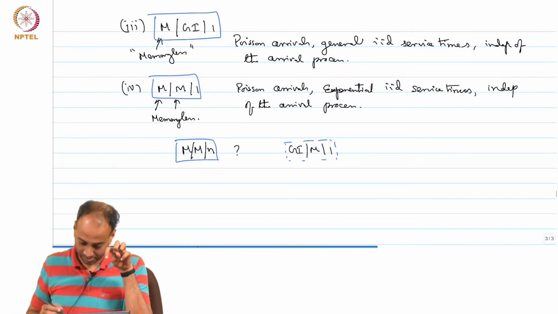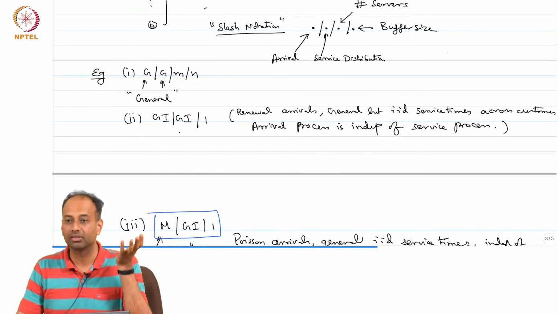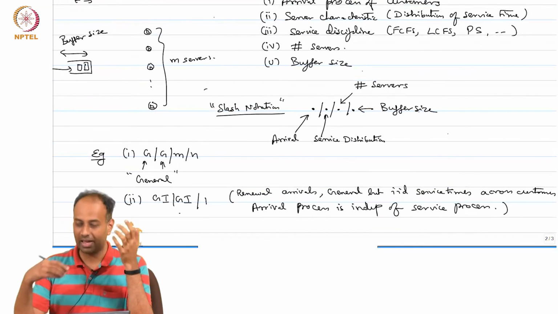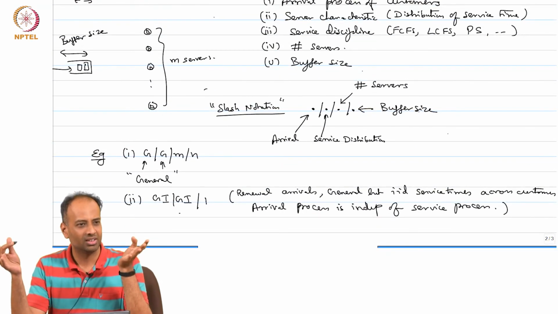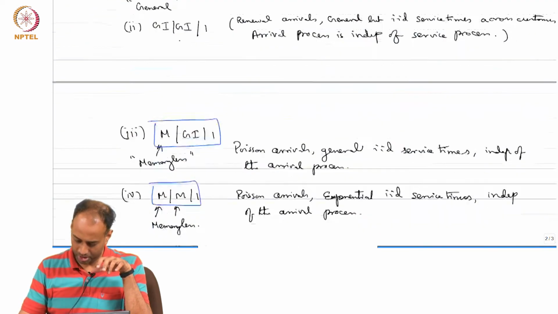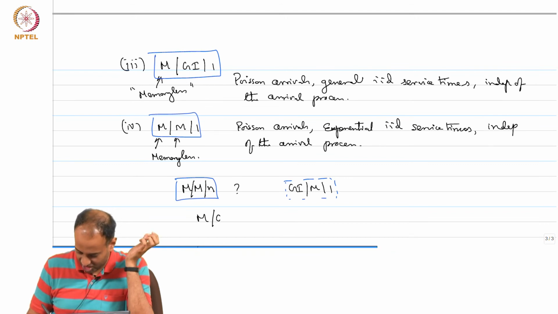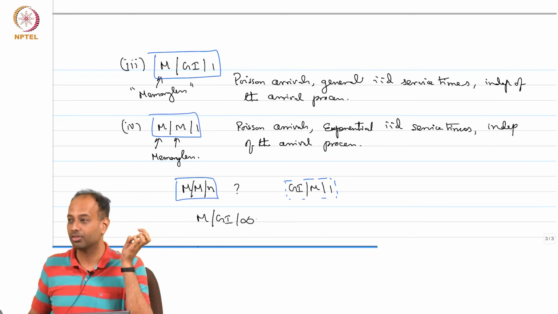Okay. You could also have the number of servers be infinite. So, what does that mean? There is no waiting. Okay. It is like having a call center which is so overstaffed that nobody has to wait. Okay. So, that kind of a queuing system is also possible. In that case you speak of an M, let us say G infinity queuing system.